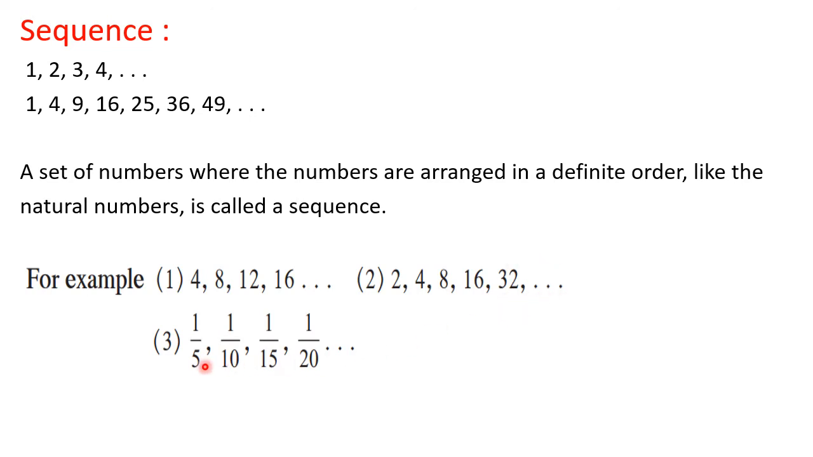Now observe this: 1 upon 5, 1 upon 10, 1 upon 15, 1 upon 20 and so on. Here the numerator is constant, 1. But in the denominator we can find the rule: the denominators are multiples of 5. So if I ask you the next term, immediately you can say it is going to be 1 upon 25, because you can observe the multiples 5, 10, 15, 20. So the next number is 25. That means the denominator is 25 and the numerator is constant, 1. So our next term is 1 upon 25. The next term is 1 upon 30 and so on.